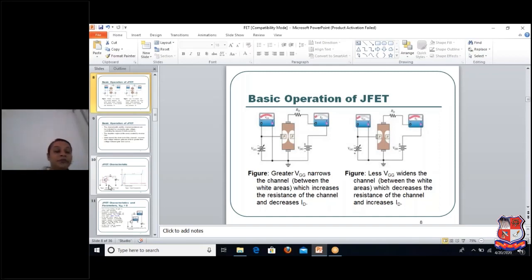The same thing happens when you use a P channel. What happens in a P channel? The majority carrier in a P channel is the hole. So whenever you apply VGS, the majority carrier holes flow, and the remaining holes flow from gate to source.